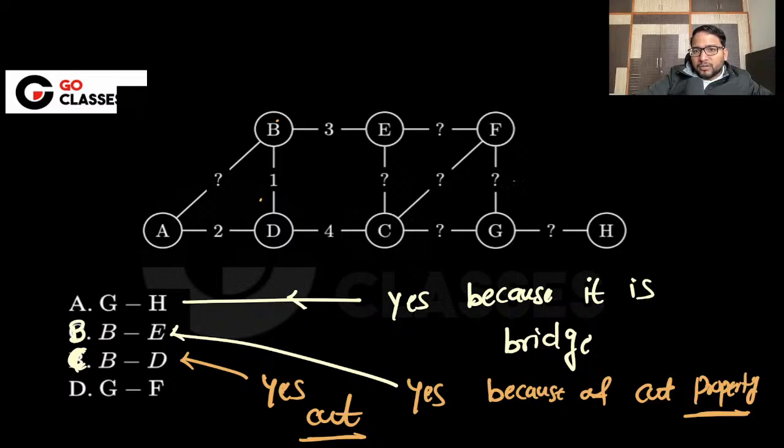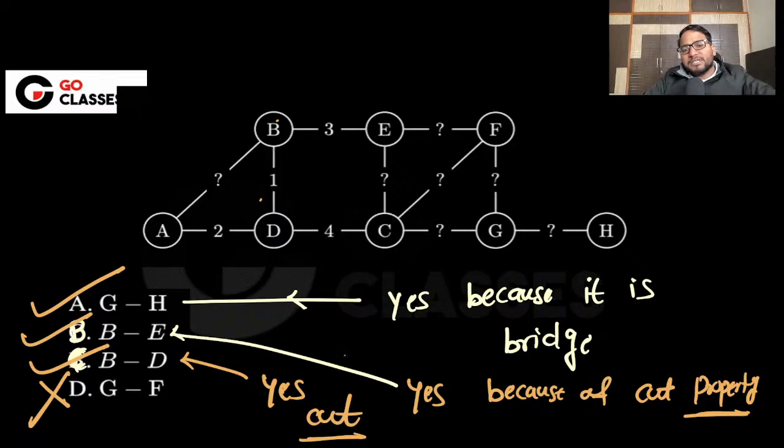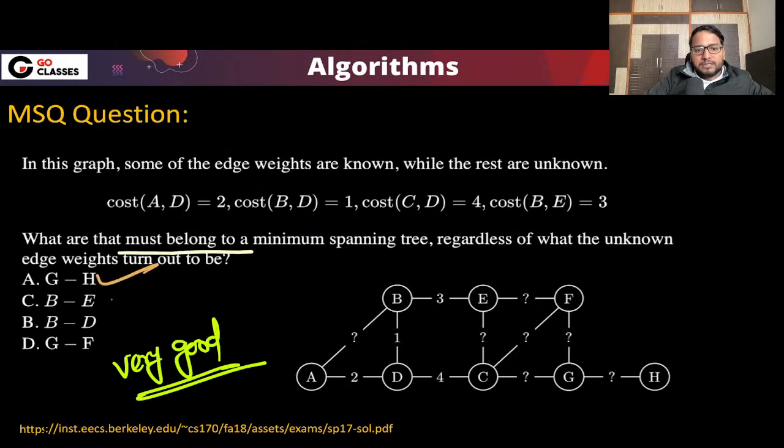No, right? I don't think there is any guarantee you can give about the GF. It will depend on these edge weights. What if this is the highest edge weight in the cycle? Let's suppose this is 10, this is 3, this is 5. This is not a part of MST. If this is the highest edge weight, maybe. So you cannot guarantee about this GF, but you can guarantee about this GH, this B and this C. So that is why ABC is the answer here.